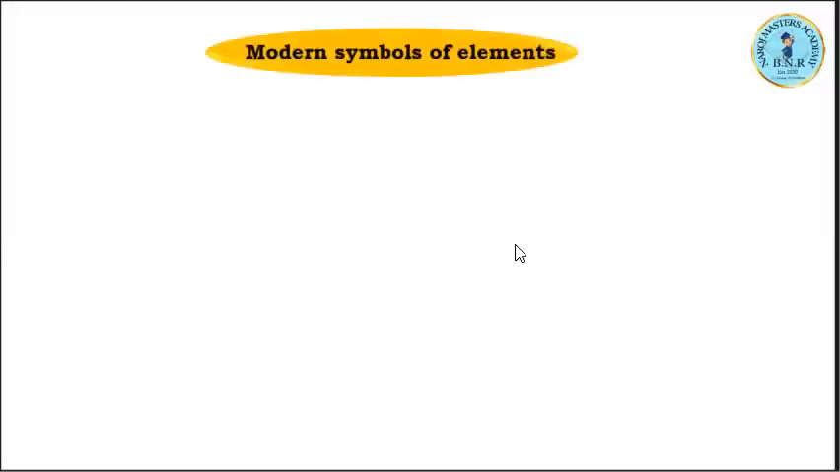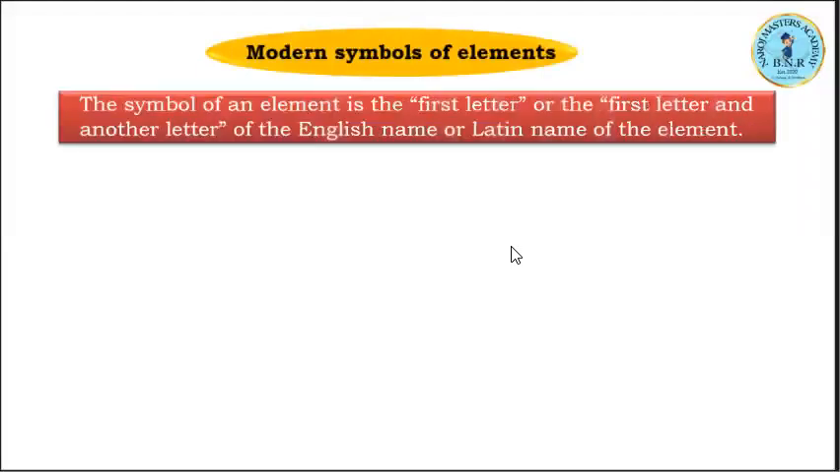Now you can see here, modern elements or modern symbols of elements. Modern means presently which we are using. The symbol of an element is the first letter, or the first letter and another letter, of the English name or the Latin name of the element. For example, if I want to write the symbol of the element hydrogen, can you guess what the symbol is? You know very well the spelling of hydrogen. Hydrogen, and its symbol is H.